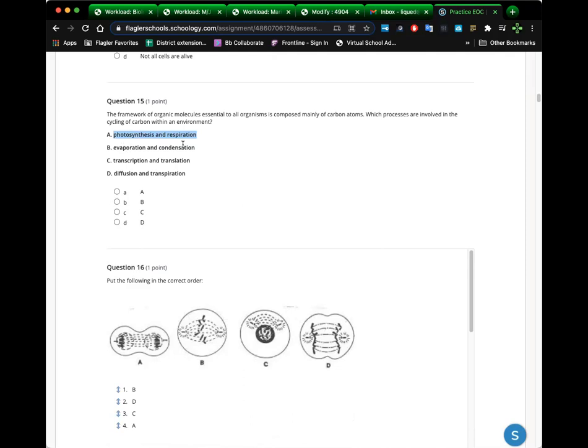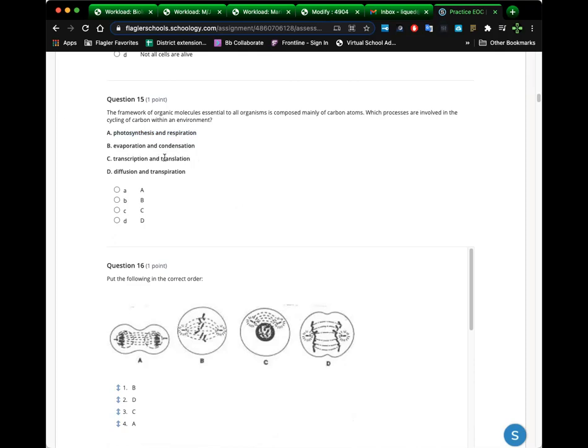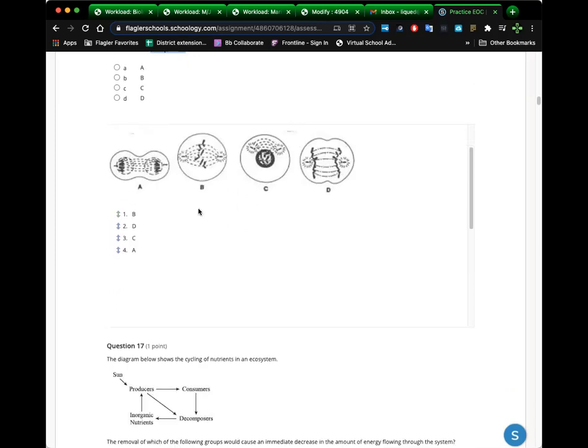Real quick, evaporation and condensation are dealing with water. Transcription, translation, that's DNA and RNA. And then diffusion and transpiration. Diffusion is a type of transportation of materials, water. Transpiration is just water evaporating from plants.